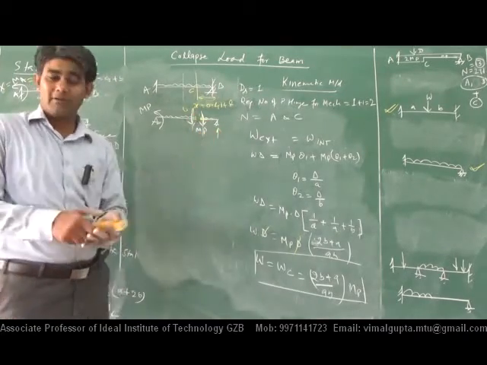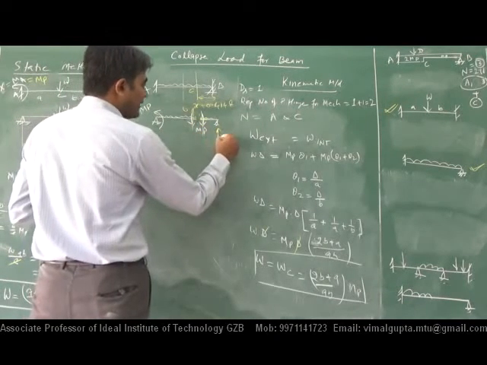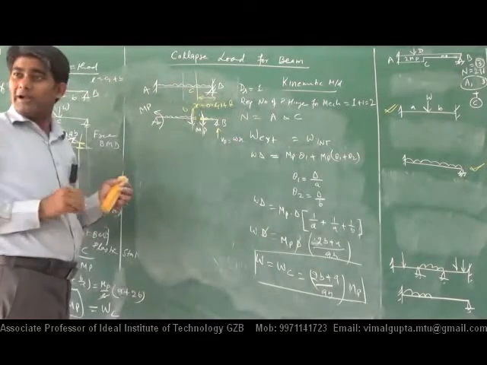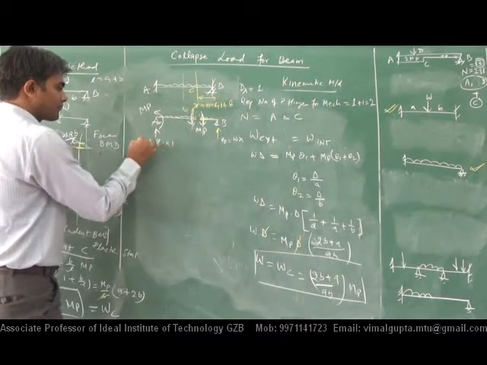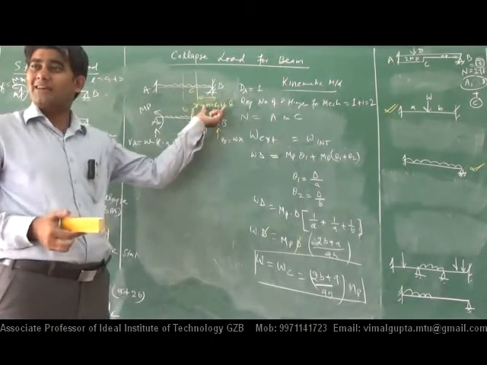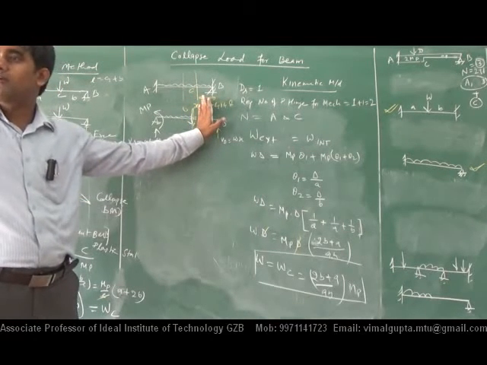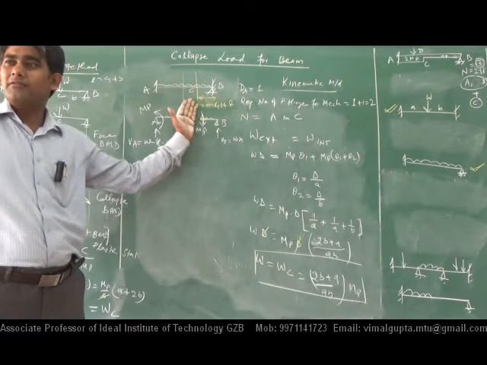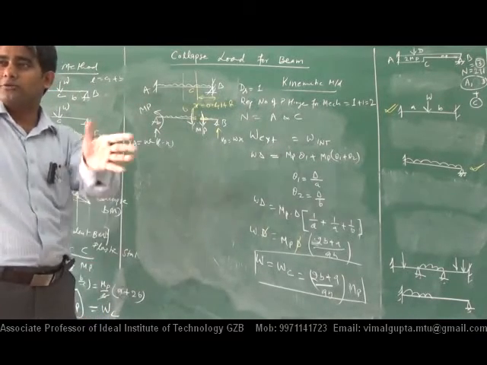So at that condition, what will be the value of the reaction here? It will be W into X, that is VB. And the reaction here will be W into L minus X, that is VA. If you want to find the value of X, then what should I do? Find the value of MP from that side, and from this side, and equate both. That is what we did.